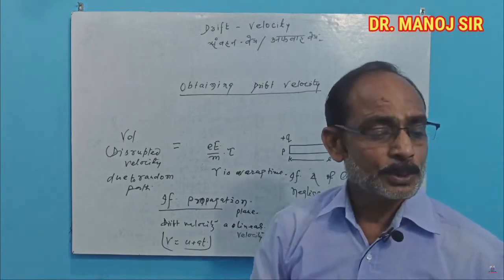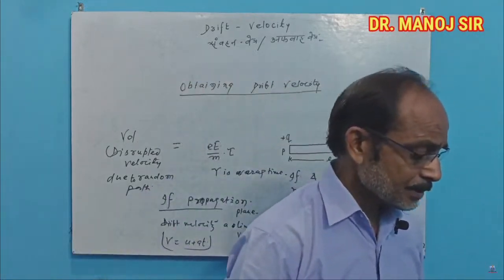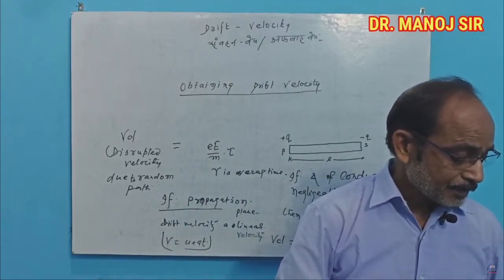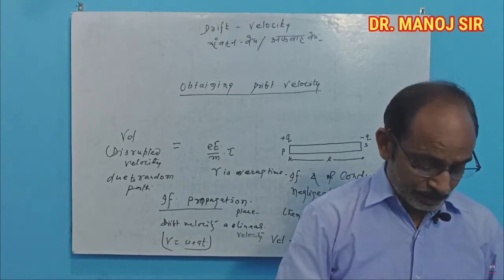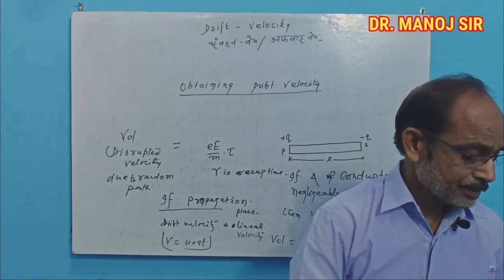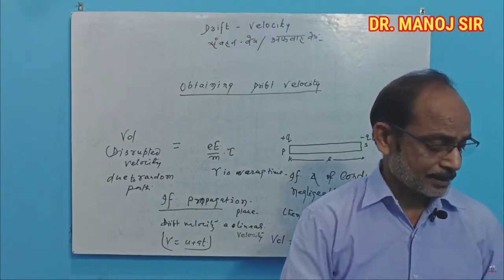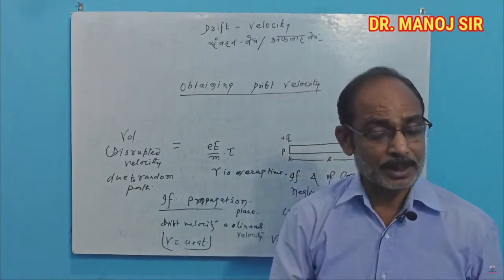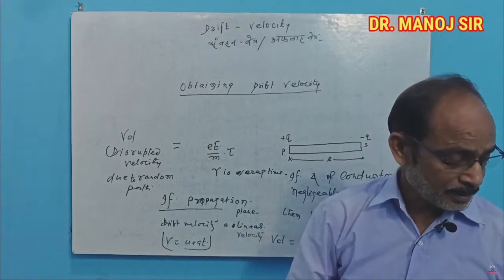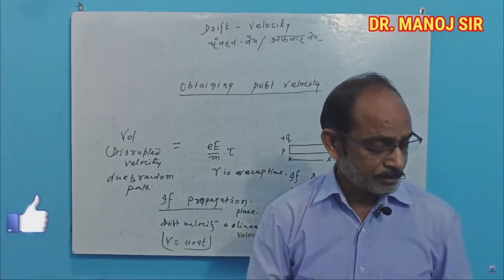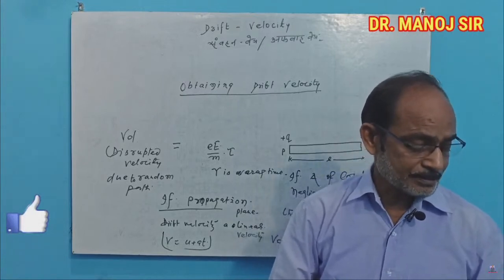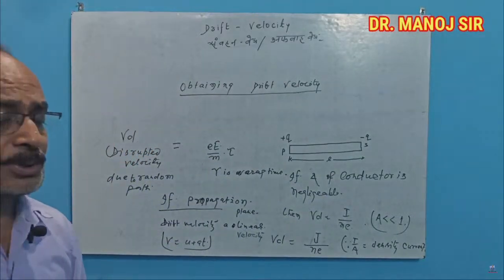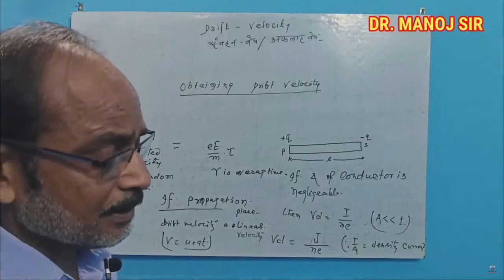As you know, drift velocity depends on the flow of charge through a conductor with a constant velocity, which is called drift velocity. अगर किसी चालक में संवहन करने वाले चार्ज का वेलोसिटी कांस्टेंट हो तो ऐसे वेलोसिटी को हम ड्रिफ्ट वेलोसिटी कहते हैं.